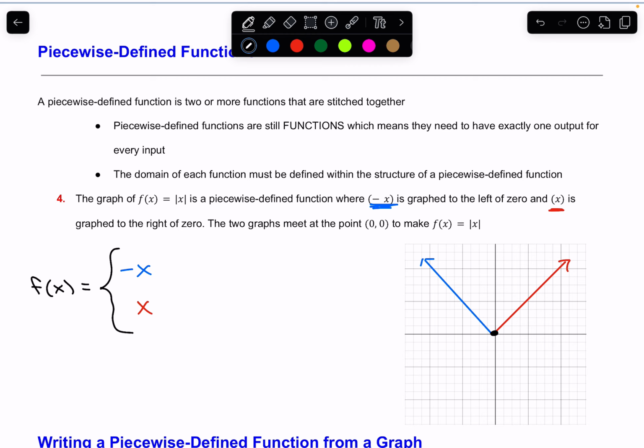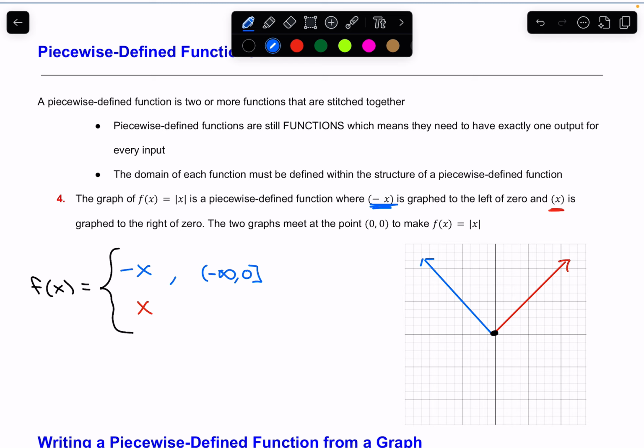So now I've defined f of x as being negative x and positive x, the blue and the red one, but I need to say where each of these graphs happens. So this blue one exists only on the left side. The x values that correspond to the left side of this graph are negative infinity, way over here, all the way to 0, right here in the middle. So I can say that the domain of negative x is negative infinity all the way to 0. Okay, so f of x equals negative x if x is negative infinity to 0.